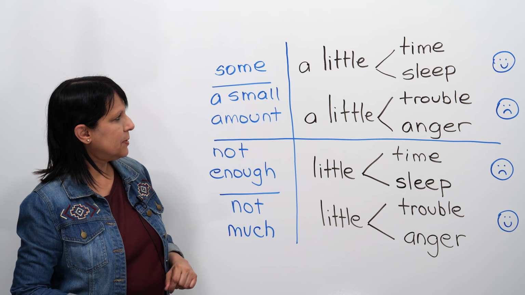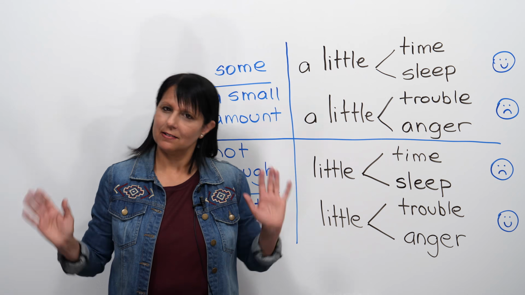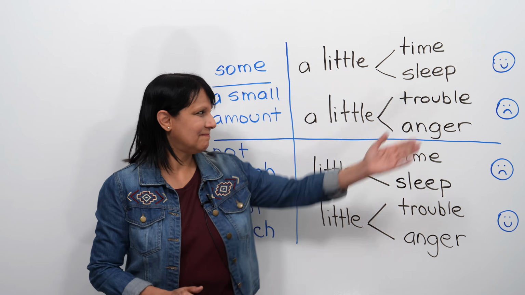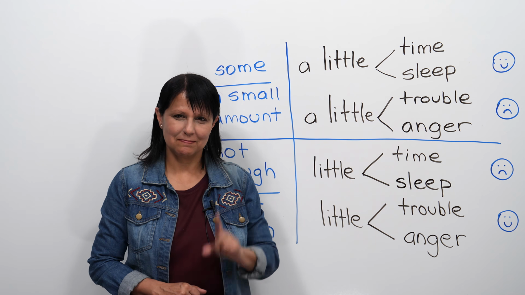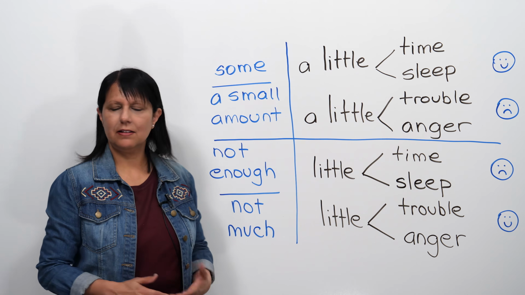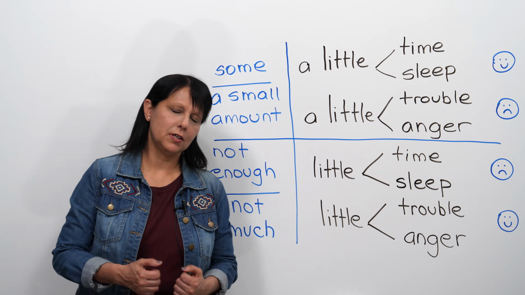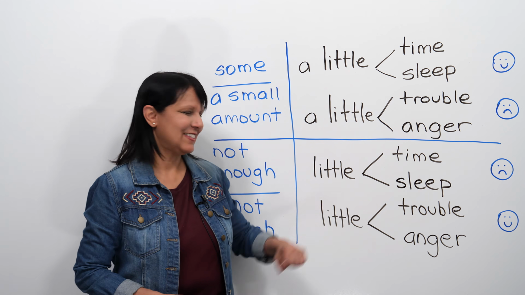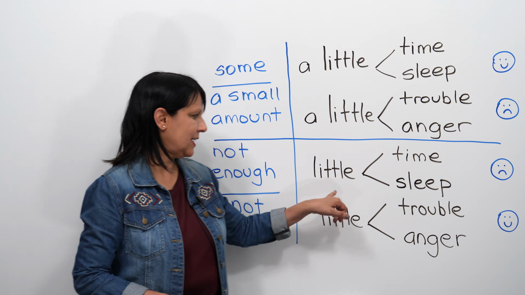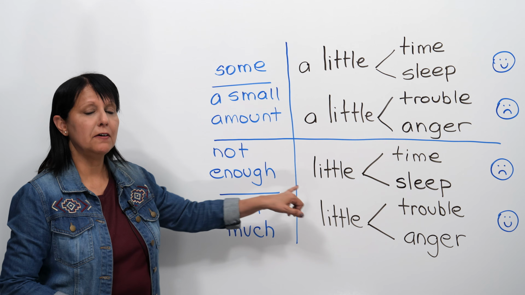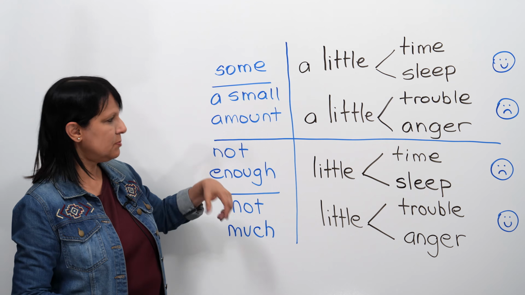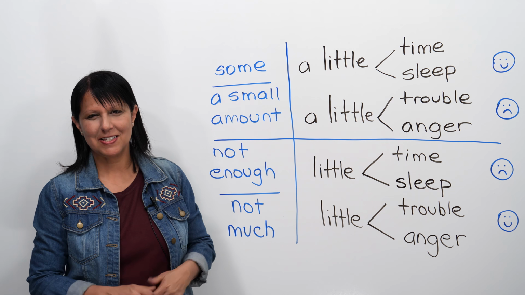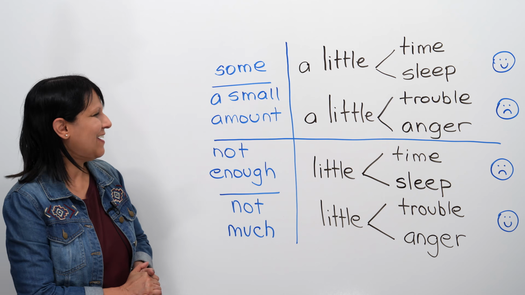Let's look at another example. I had a little sleep last night. I'm feeling better now. That's a positive. But I had little sleep last night. I'm so tired. Okay? So this becomes a negative. And again, little means not enough in this case. And here it just means I had some sleep. It's fine. Everything's okay. All right.